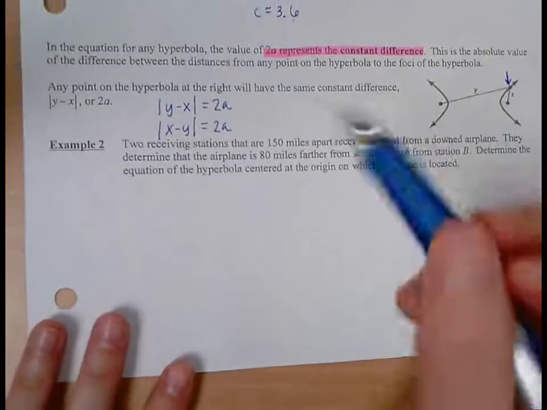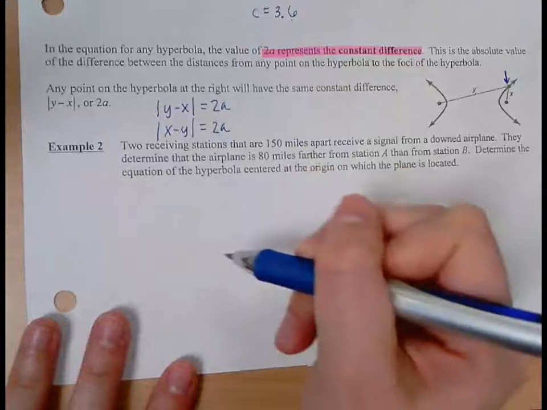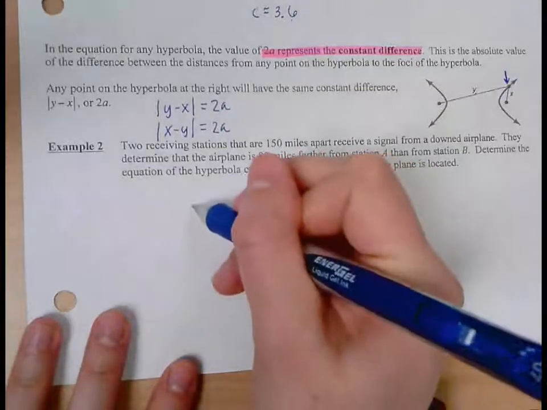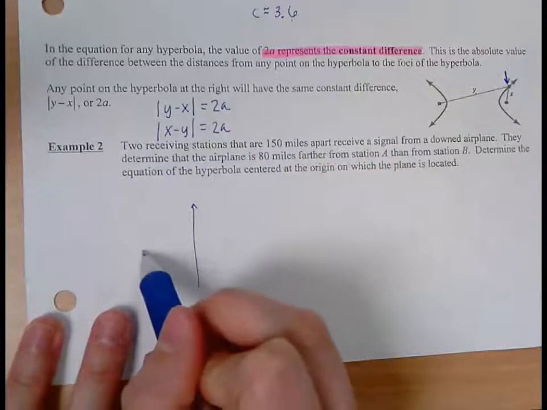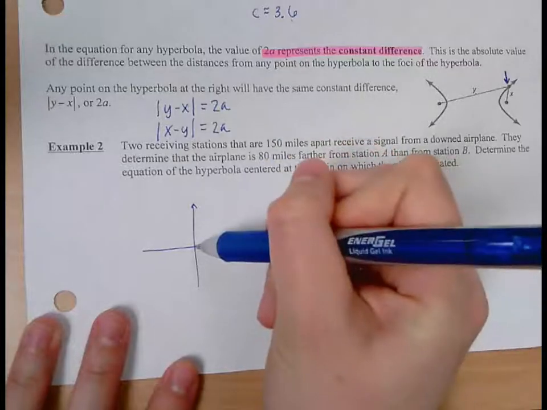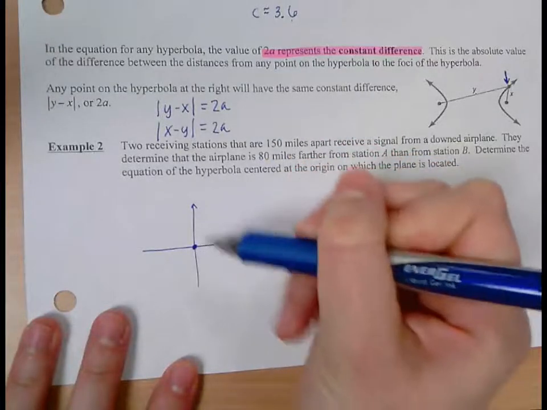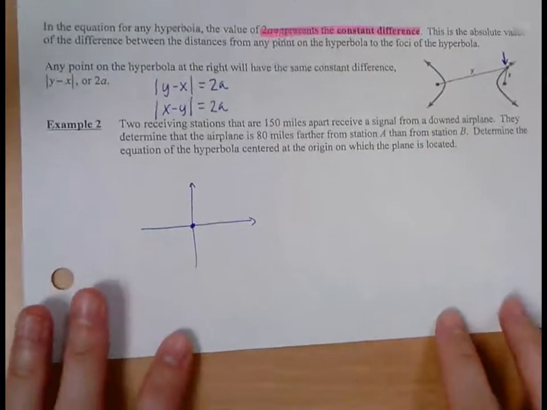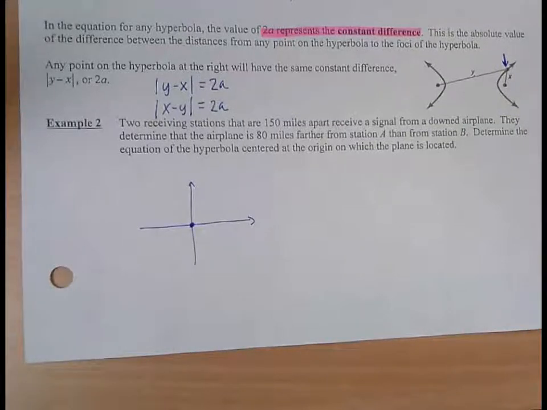So I don't really need to draw a grid here. I guess I could, though it's giving us the center is the origin. And there's really two ways you could draw the hyperbola. It's not specifying the hyperbola has to be a horizontal hyperbola or a vertical. So really there's two answers, with horizontal and vertical.